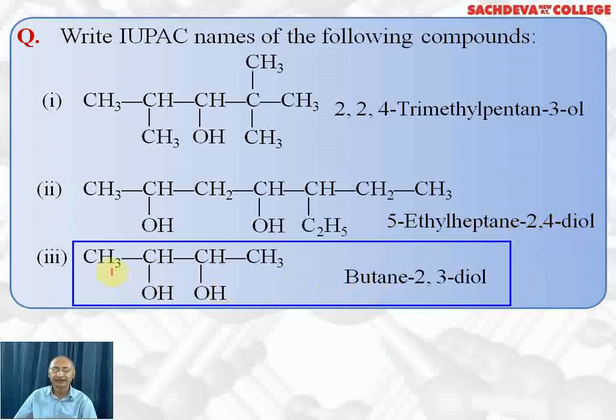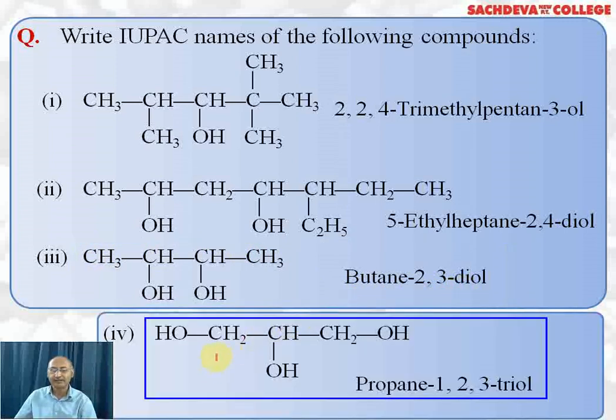In the same way, this compound: first carbon, second, third, fourth. Total carbon atoms are 4, so we write butane-2,3-diol. Here also the E of butane is retained because what follows is not a vowel. Next compound, this is a trihydric alcohol, 1, 2, 3. The 3 carbon atoms mean propane. Propane-1,2,3-triol is the IUPAC name of this compound.